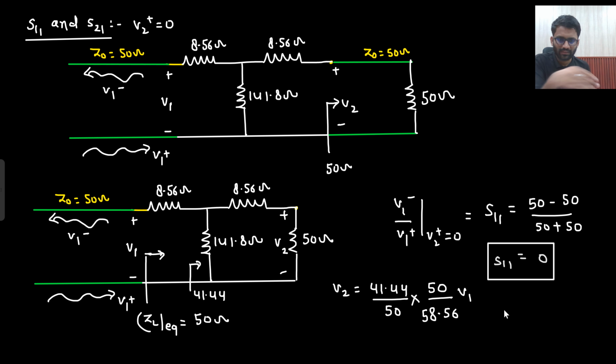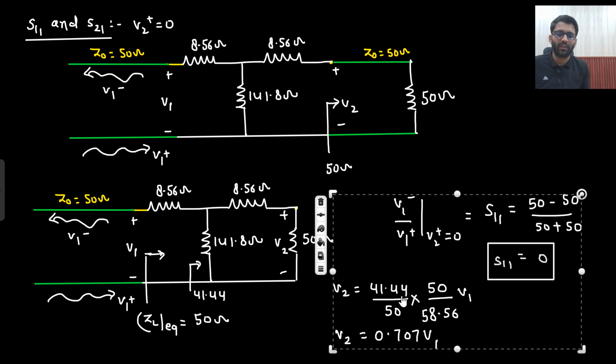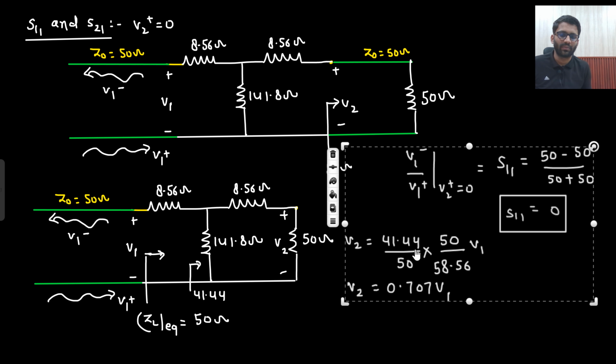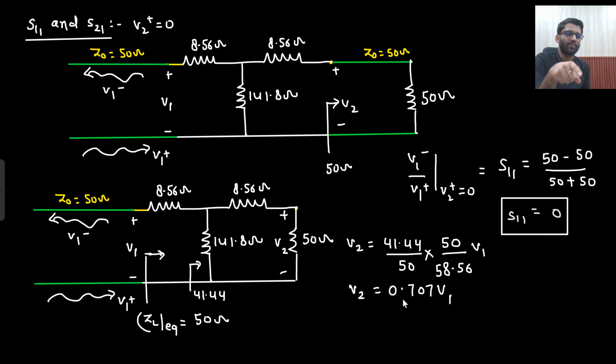Okay, here you can see as well. This is roughly around 40, this is 60, so 40 divided by 60, so 0.66. Yeah, 0.707 only it will come. So V2 is equal to 0.707 V1. Do I need another page, or can I solve here only? Here only I can solve. This is what we are getting: V2 is equal to 0.707 V1.